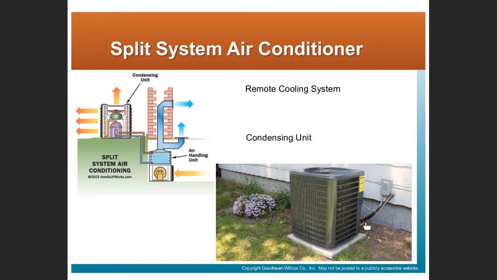So again, if you have a furnace and your house is air conditioned, you likely have something like this sitting outside. And here are those same copper lines, the pair of copper lines we saw before. That's where the refrigerant, either liquid or vapor, moves between the condensing unit and the evaporator coil in the furnace.